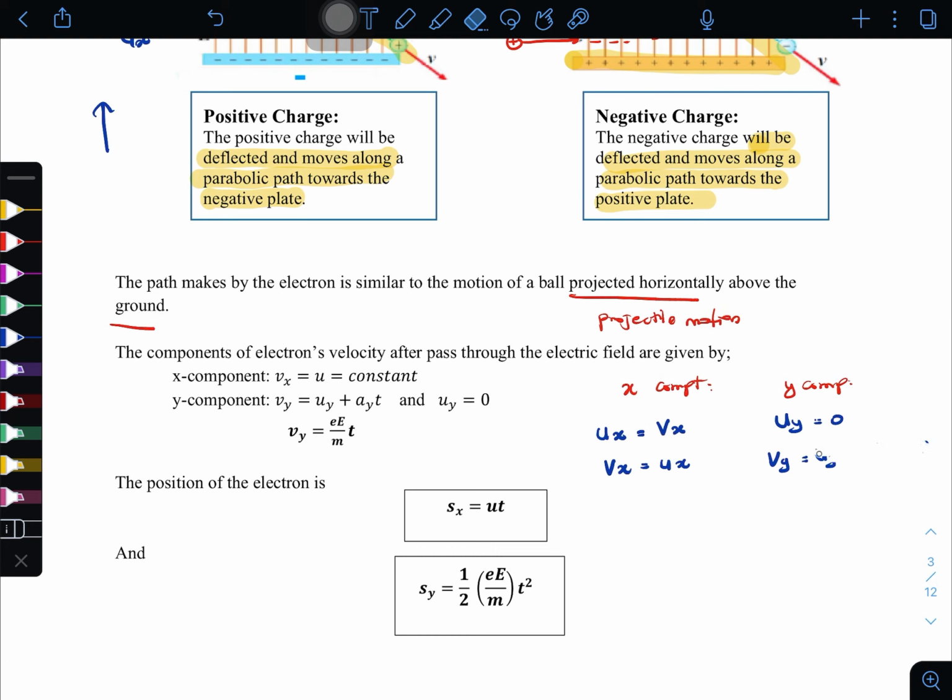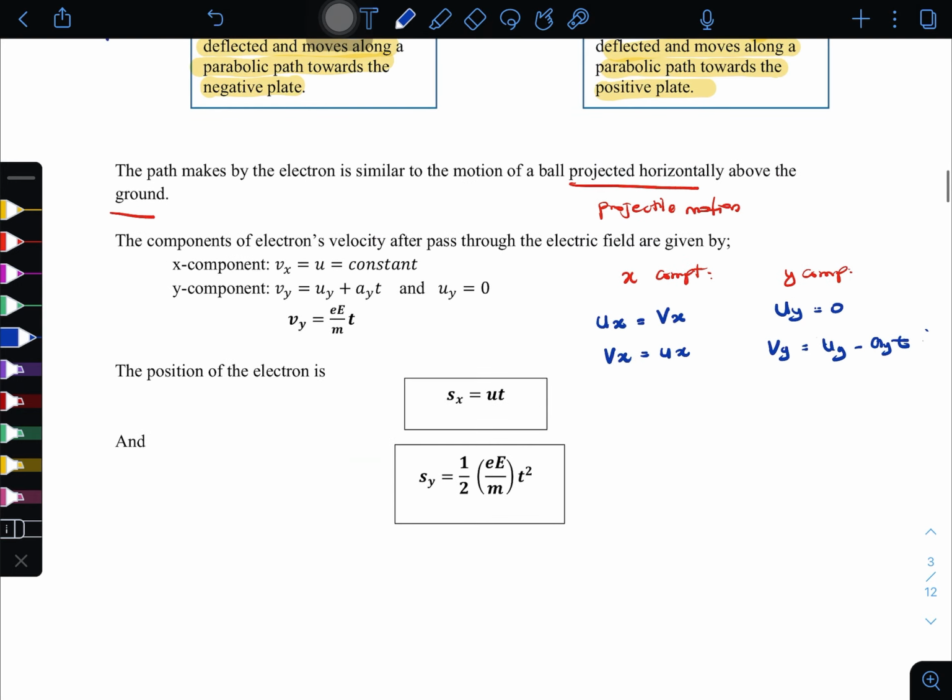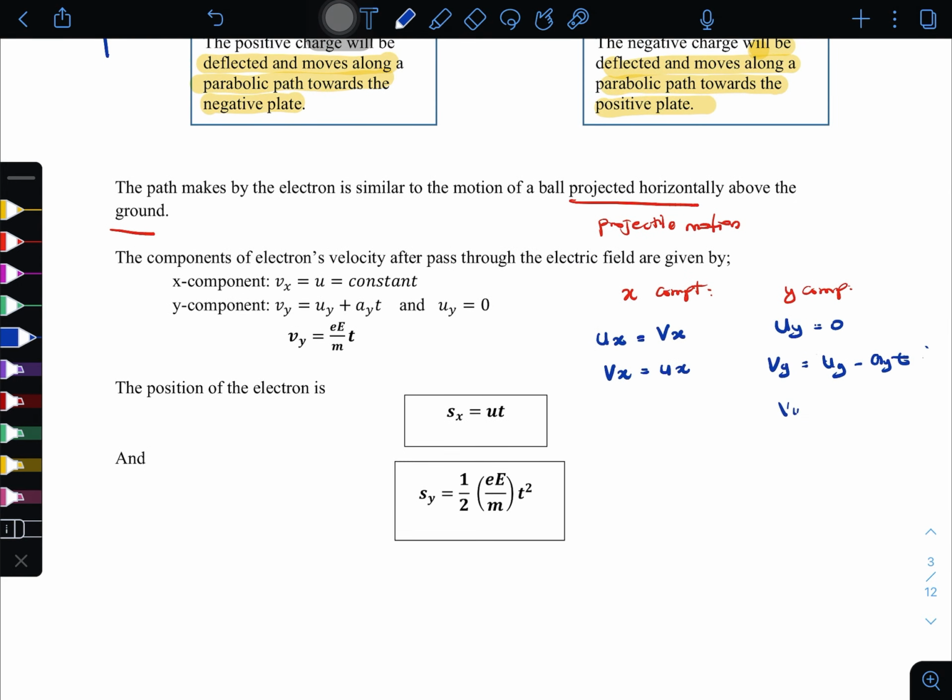Vy is equals to uy minus ayt, or Vy square equals to uy square minus 2asy. Okay, but uy is equals to 0.